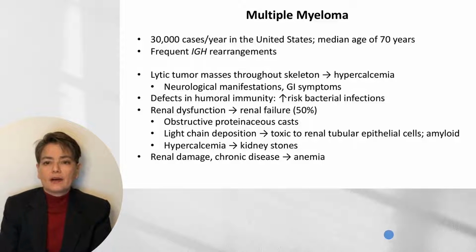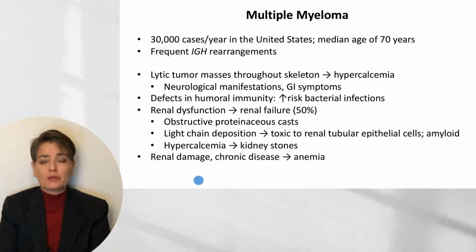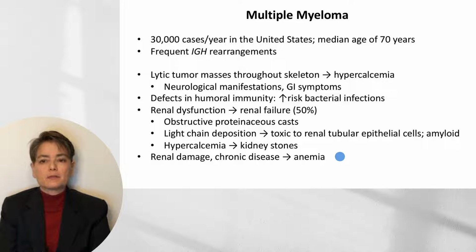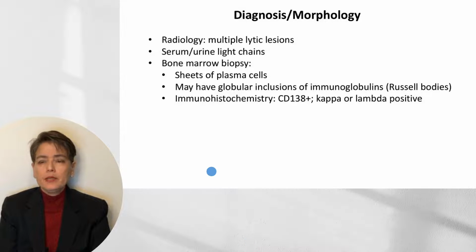Now, with this attack on the kidney, we're going to get renal damage, which can decrease our EPO or erythropoietin production, leading to anemia. And we can also get the anemia of chronic disease or inflammation, so these patients may be anemic. So how do we make this diagnosis and what do we see?